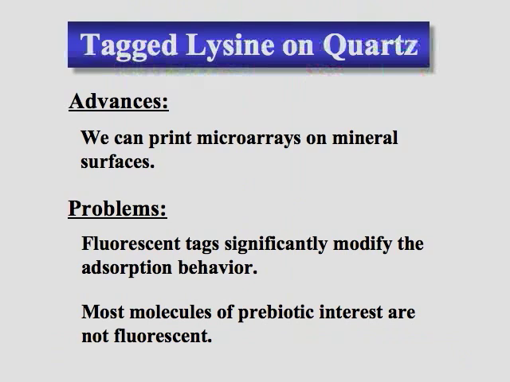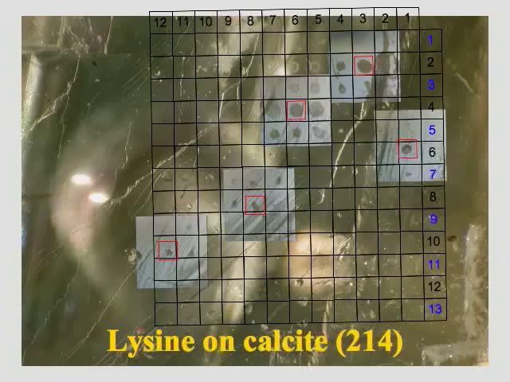So we have to figure out a way to do this without fluorescent tags. Here is lysine without a fluorescent tag, arrayed onto calcite. And here you see spots that are 100 to 150 microns in diameter. You see some of them are sort of irregular, some of them are nice and round. So this is reflected light, just showing where we've done these arrays.